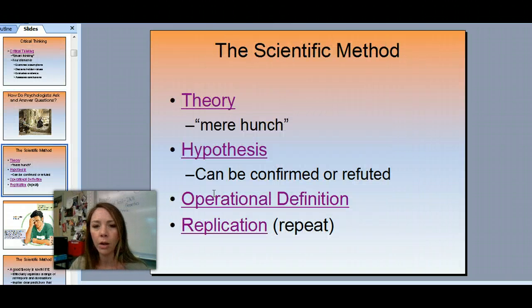Let's go into our scientific method. Okay, remember that a theory is more than a mere hunch. When we say, oh, I have a theory that he likes me, that's not what scientists use theory for. Remember, theory is based on evidence.